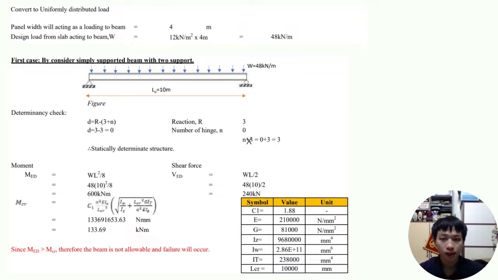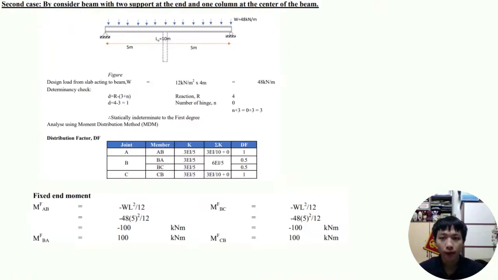Next, we consider the beam supported with 2 supports, and we can determine that the beam is statically determinate. Since the moment calculated is 600 kNm, which is greater than the critical moment, the beam will fail in this case. Hence, we consider the second case, whereby the beam is supported with 2 supports at the ends and 1 column at the center. In this case, based on the determinacy check, we can conclude that our beam is statically indeterminate to the first degree, and the moment will be calculated based on the moment distribution method.